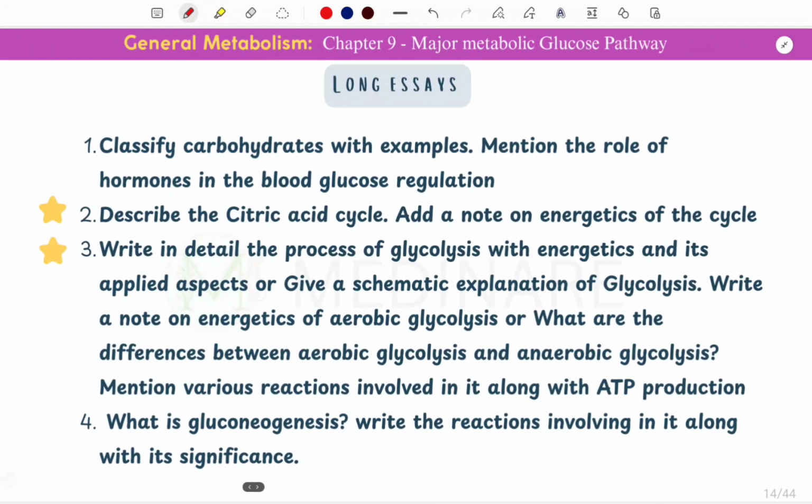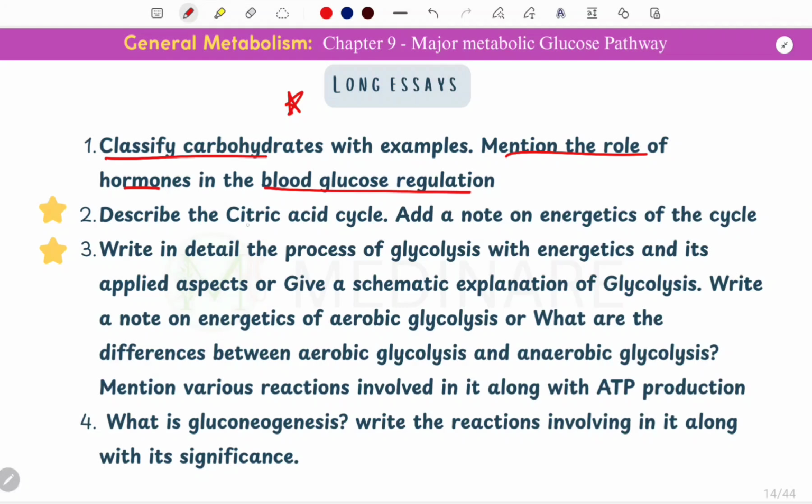Section B is nothing but the general metabolism, right? In chapter 9, there are so many long essays. This is a very, very potential 10 mark chapter. A very important chapter from a 10 mark aspect as well as from a 5 mark aspect. So you can expect one of these questions in the exam for sure. The first question is, classify carbohydrates with example and mention the role of hormones in blood glucose regulation.